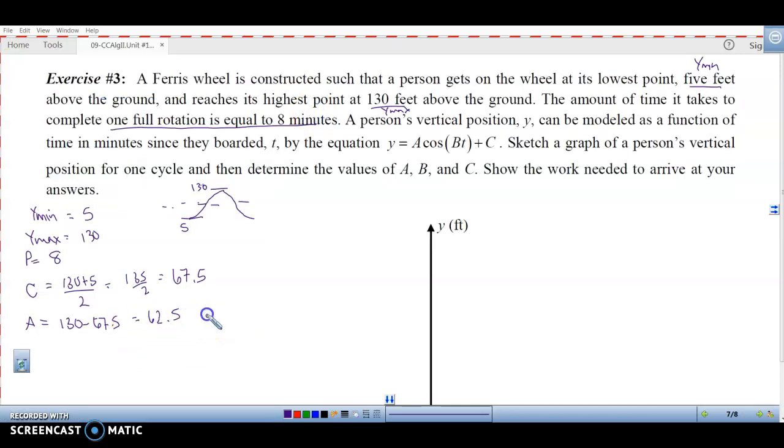Now, the other way that you can do this is to subtract them and divide by 2. So 130 minus 5 is 125, divided by 2 is 62.5. It still gives you 62.5, so you can do it that way as well. Let me put this on my sketch.